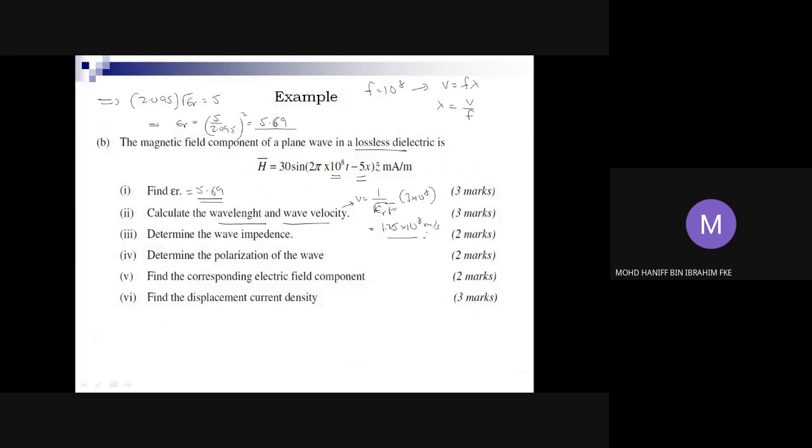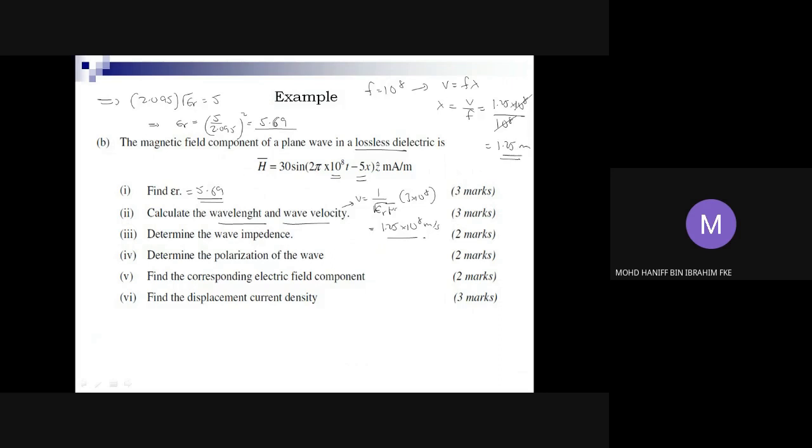This is the equation. Because for the velocity based on this equation, we have assumed that mu r equals 1, and the epsilon r is based on what we obtained in part 1 just now, which is 5.69. So we just substitute this in the equation here, and we can find the velocity, this value. From here, the v will be 1.25 times 10 power of 8, and the frequency will be 10 power of 8, so we can cancel out this 10 power of 8, and we are going to have 1.25, and that should be in the units of meter.